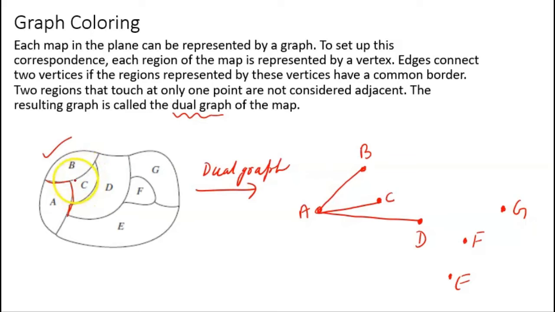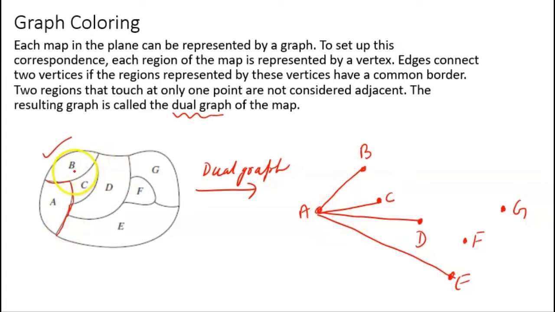And any other region with it? Yes, it is sharing a boundary with E also. So I need to join the edge between A and E. Let us check whether we are done with A or not. A is sharing its boundary with B, with C, with D and with E. So we are done with A.